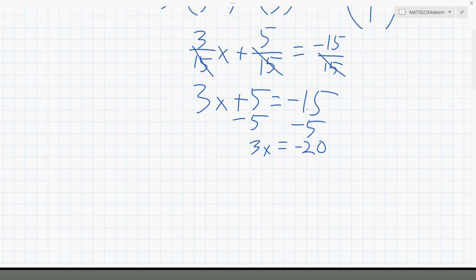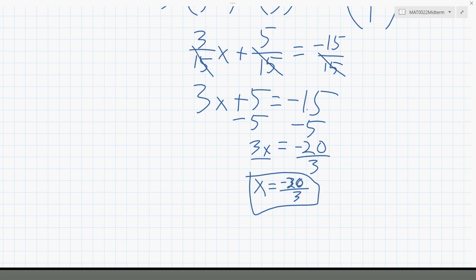And then what are we going to do? Divide by 3. I like that. Can I divide 20 by 3? How? Because they don't share any prime factorizations, there's no way I can divide them by each other, so they're stuck in that form. Negative 20 over 3 equals x.